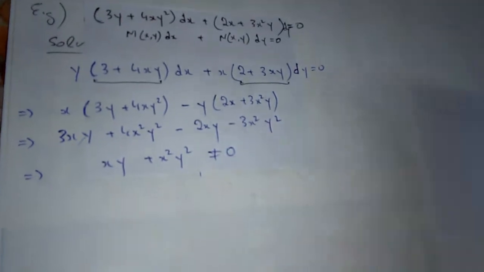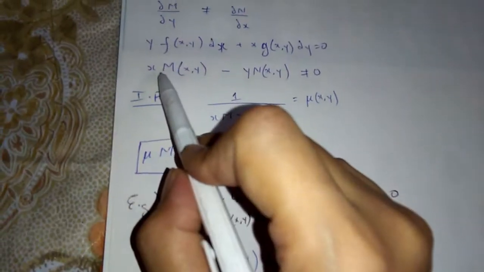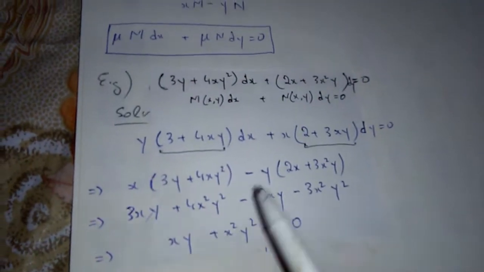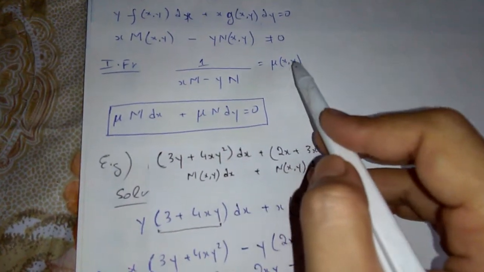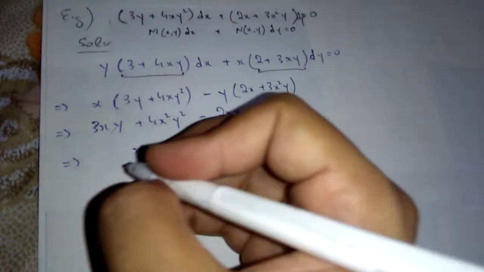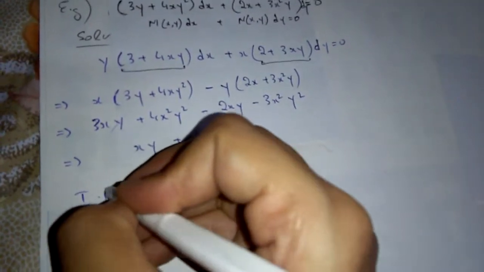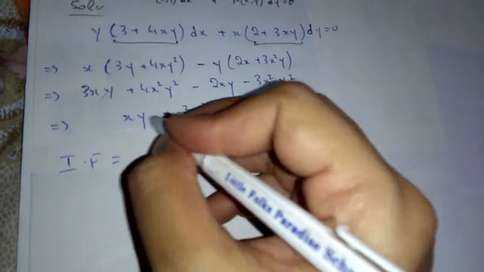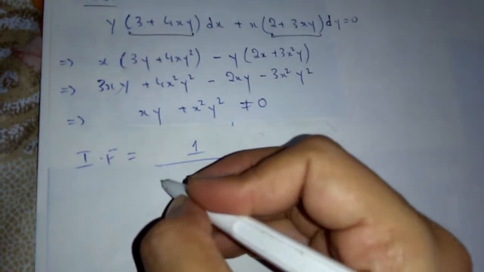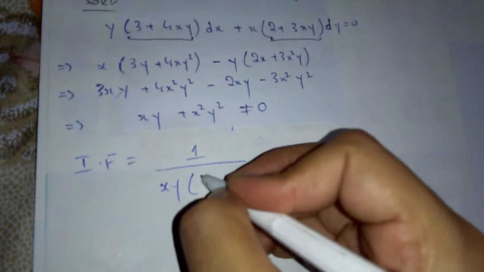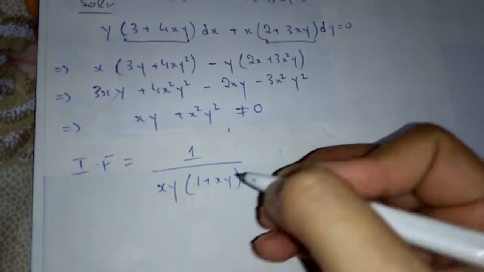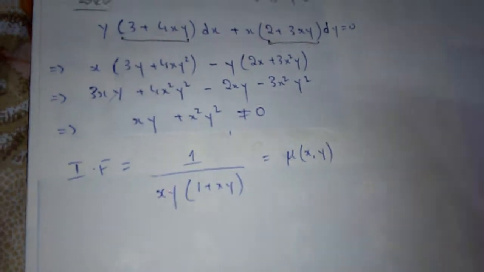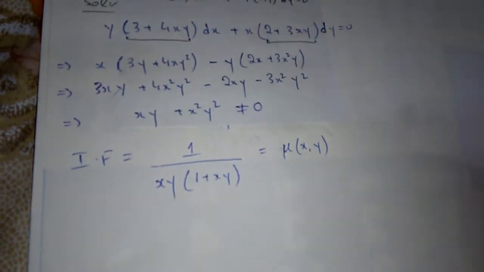Now once this is non-zero, we take the reciprocal of this stuff, which is going to behave as the integrating factor. So our IF, or integrating factor, is the reciprocal of this thing. I can take out xy common from these two terms. Let's take it out, so inside this thing is left. This is our beautiful mu(x,y), the notation that we use for the integrating factor.